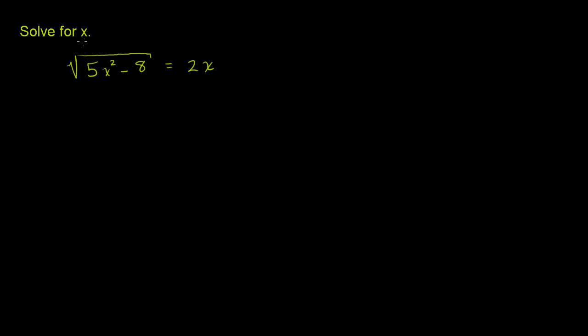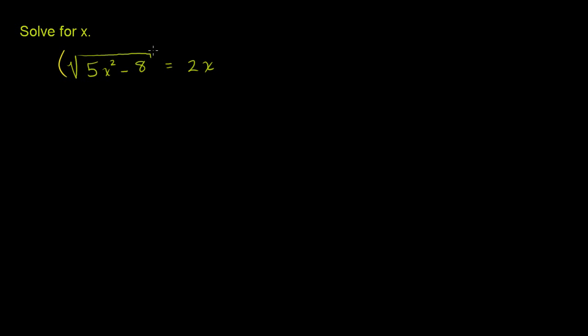We're asked to solve for x. So we have the square root of the entire quantity, 5x squared minus 8, is equal to 2x. Now we already have an expression under a radical isolated. So the easiest first step here is really just to square both sides of this equation.